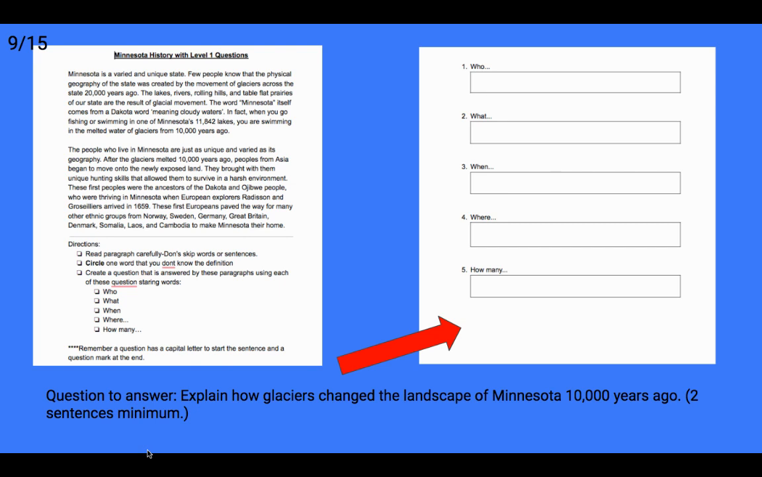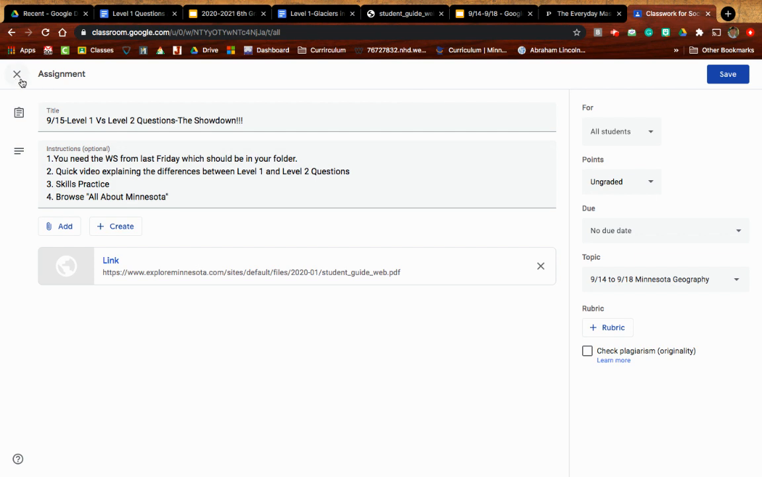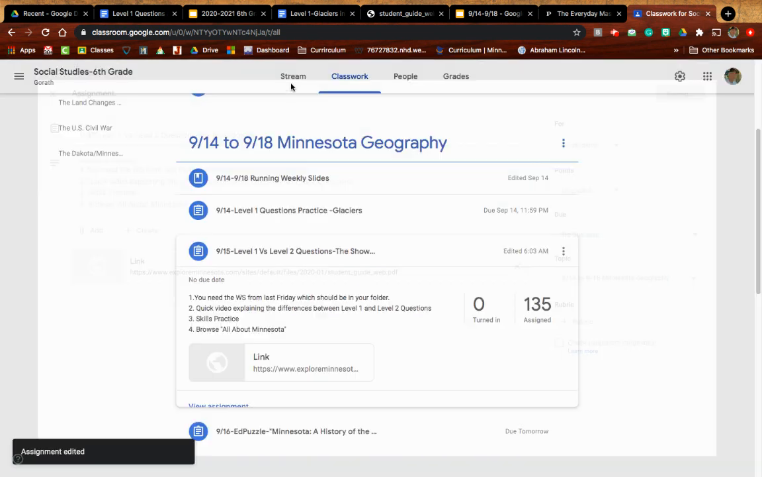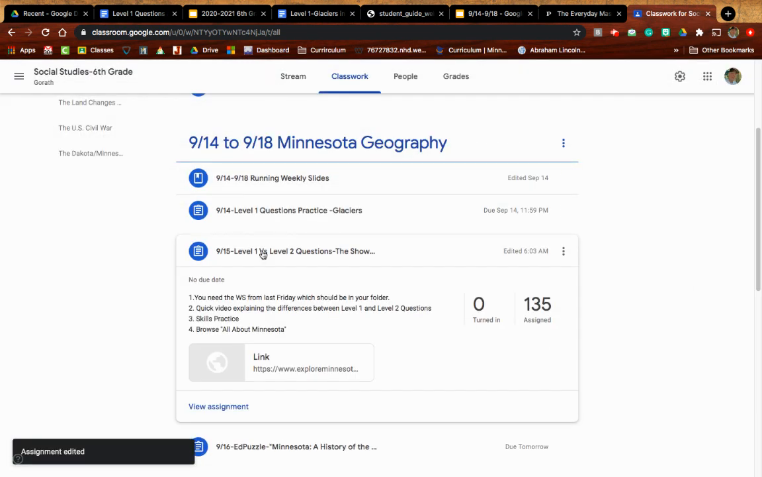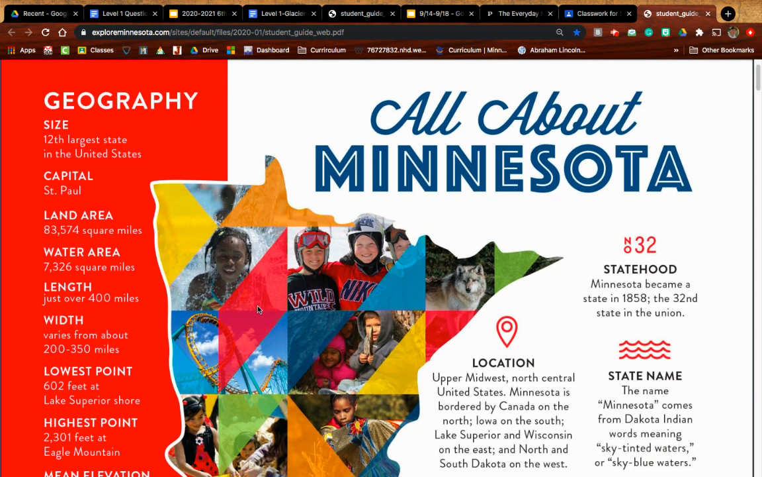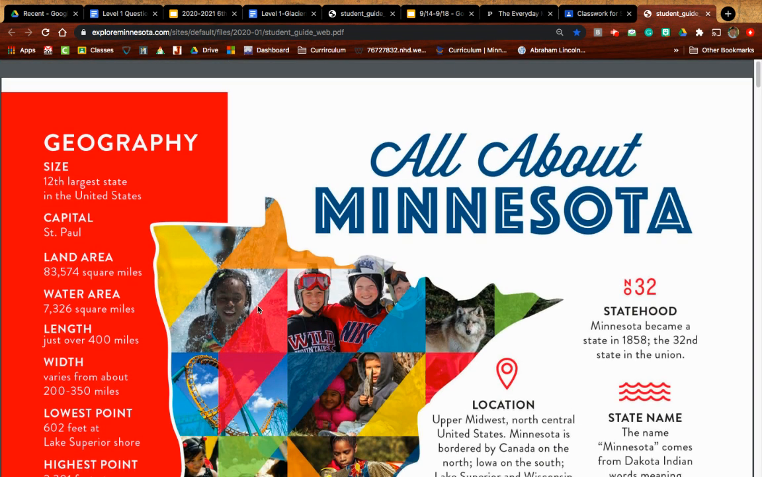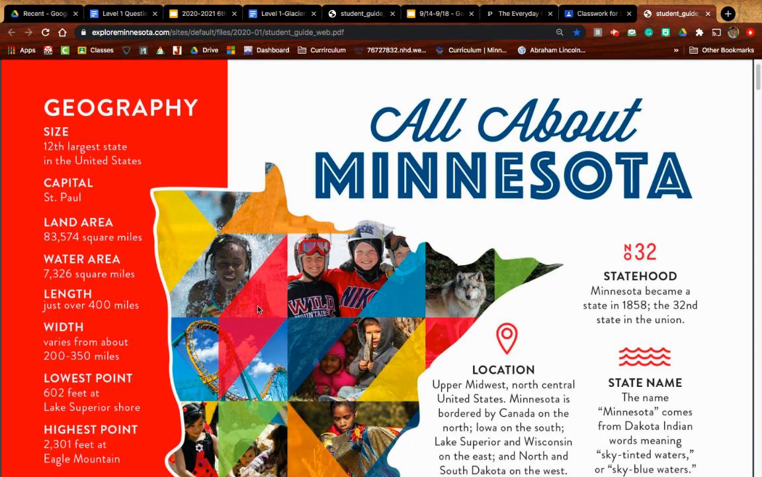So once you've handed that in to your teacher, then the next thing you need to do is go to Google Classroom for today. And if you go to the 15th, which is today, and click on that, it spells out what you're doing. And then there's a link down here. And if you open this link, it's kind of cool. It's a PDF, and it's 4 pages just chock full of information about Minnesota, what I would call level 1 trivia. And I just want you to go through this and familiarize yourself with it.